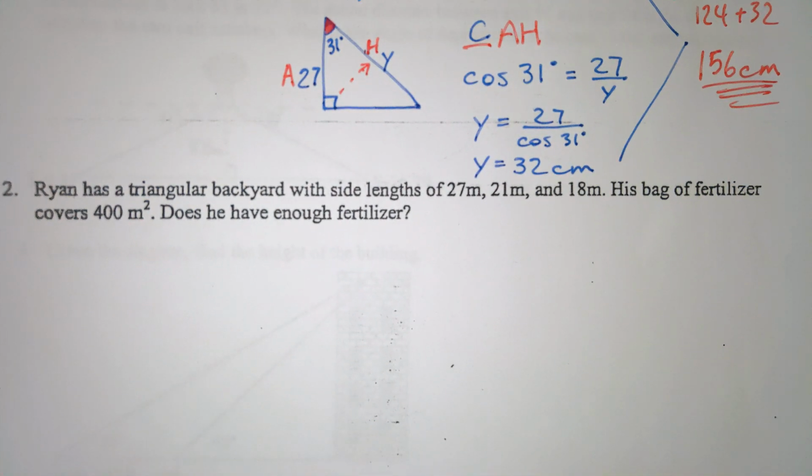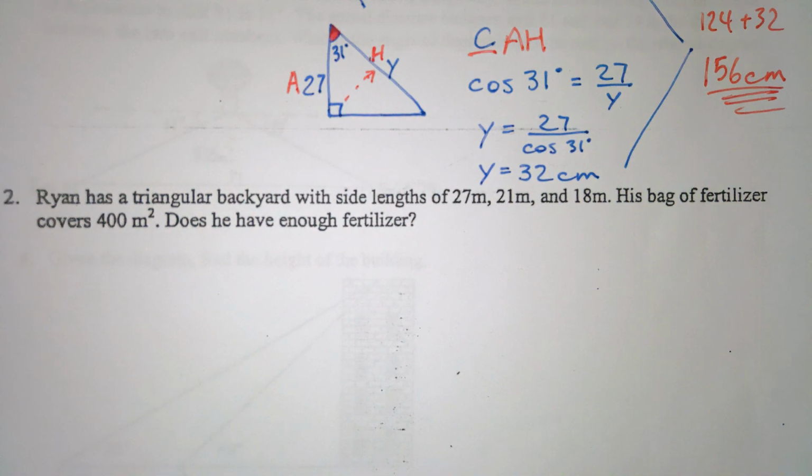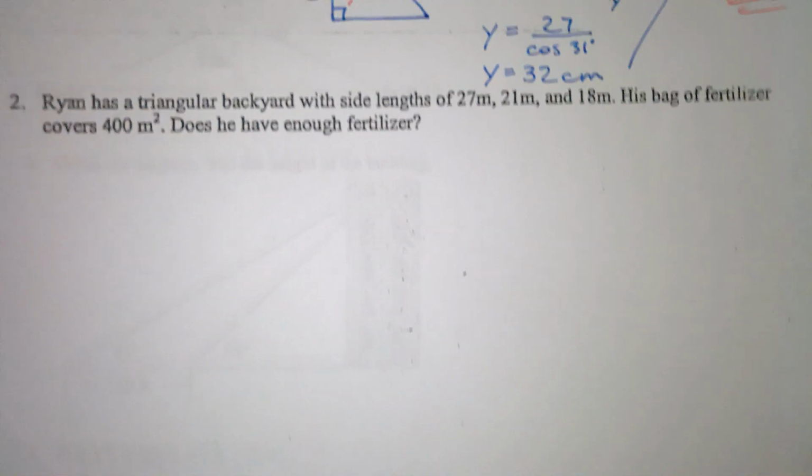Okay, number 2. Last example, we're only doing these two word problems for today. Ryan has a triangular backyard with side lengths 27, 21, and 18. His bag of fertilizer covers 400 meters squared. Does he have enough fertilizer? Okay, so what do you think we're trying to find?